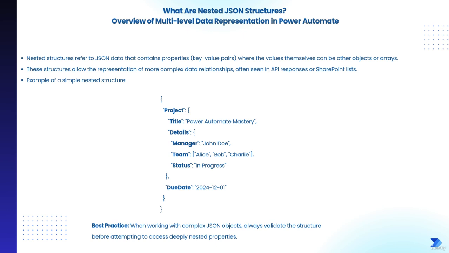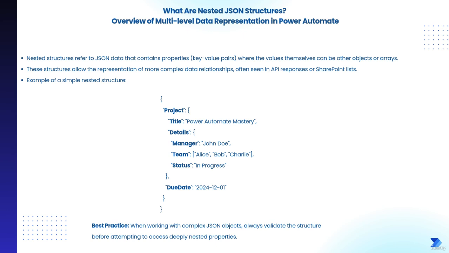Here's a simple example to illustrate this concept. In this JSON object, project is the root, containing several properties. Details is another object nested within project, which itself contains more properties such as manager and team. This hierarchical structure helps us organize related data efficiently.